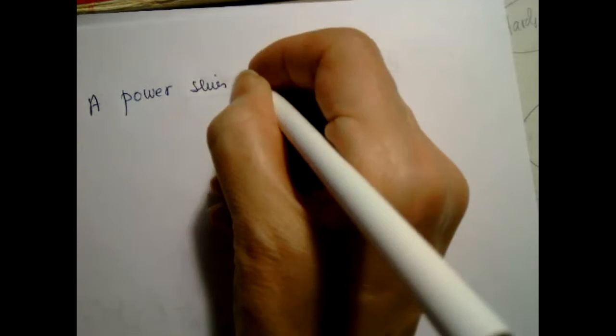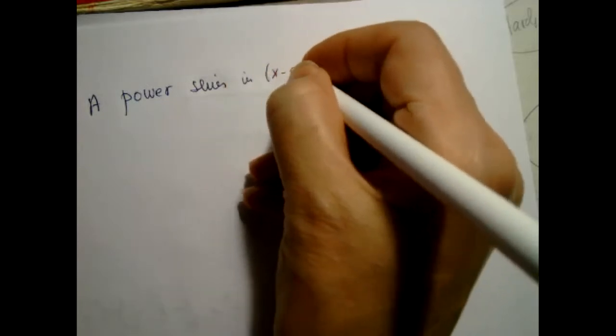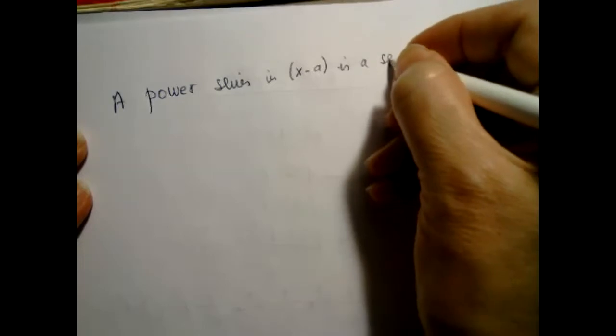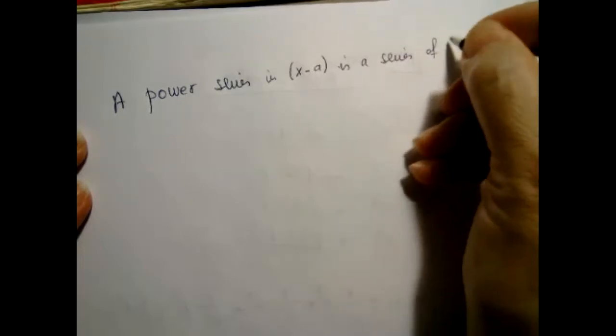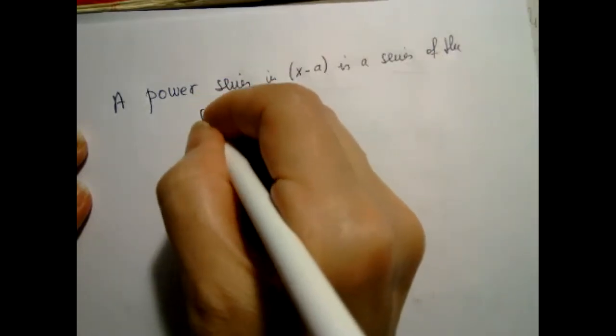So now let's define it in a very formal way. A power series in x minus a, because as you realize, sometimes if I want an approximation near a, I have to use a Taylor polynomial in x minus a. A power series in x minus a is a series of the following form.